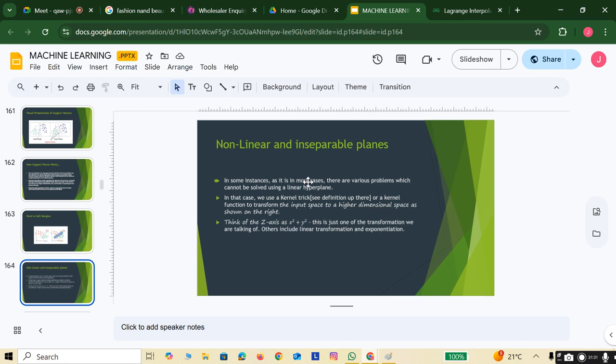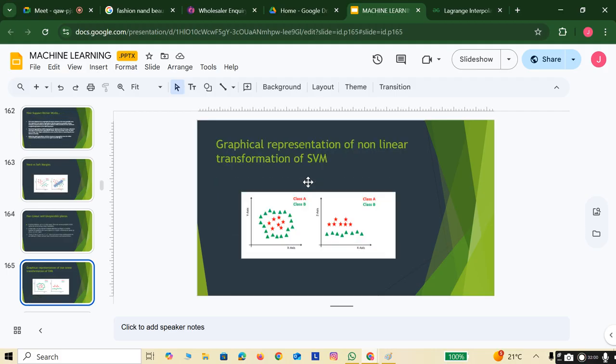That is, the kernel trick is used to increase the space through which we are going to classify items. So, which means at the end of the day, we may end up not using a linear line, a linear hyperplane. So think of the z-axis as x squared plus y squared. That is basically a quadratic equation. This is just one of the transformations we are talking of. Others include linear transformation and exponentiation. So if we move to that, we can have this one here.